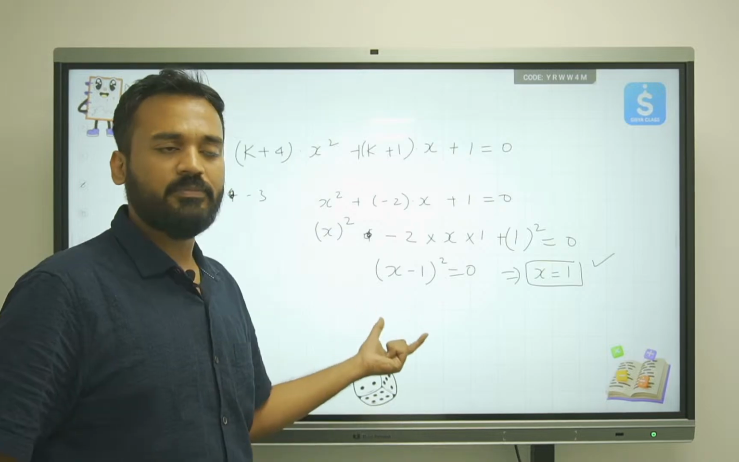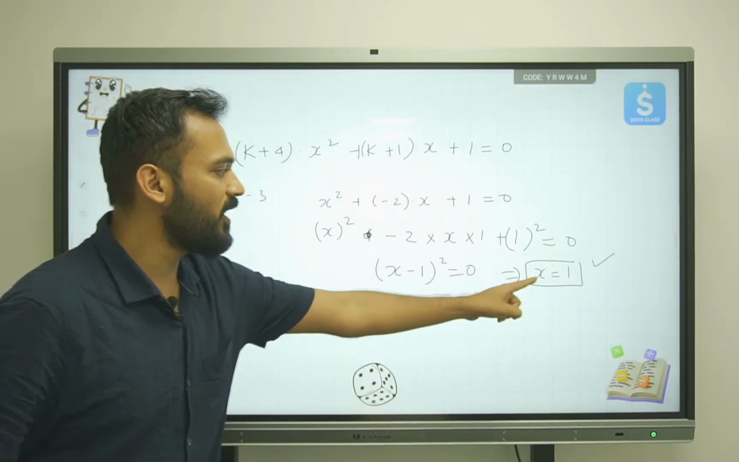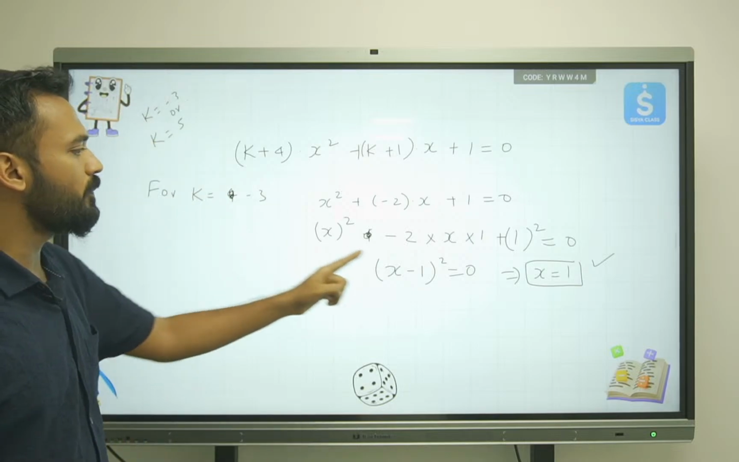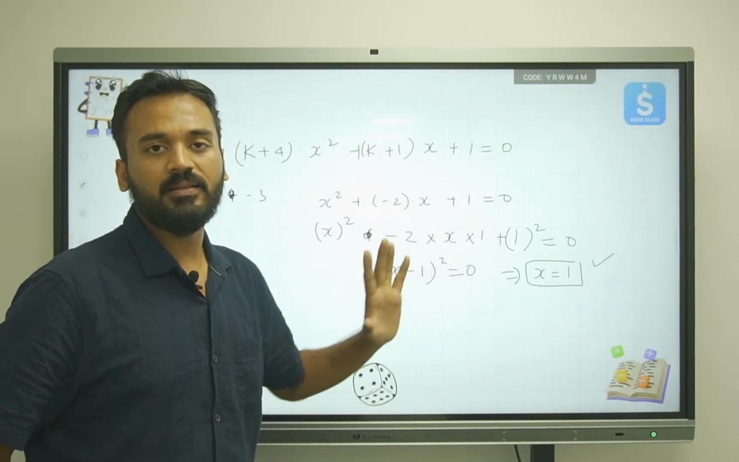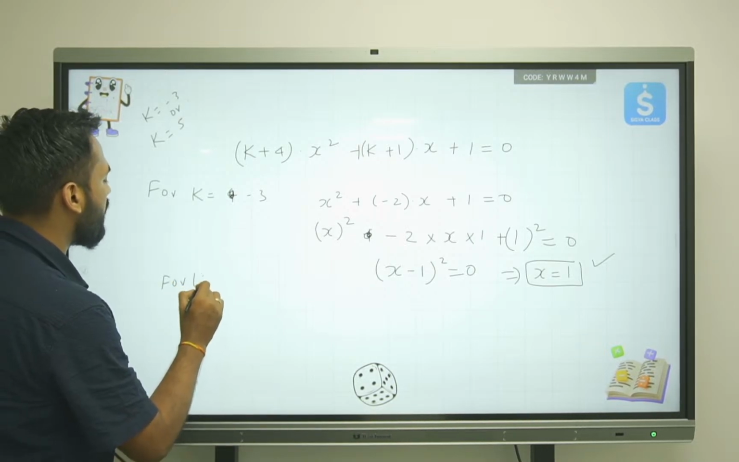X minus 1 times x minus 1 is equals to 0. X equals to 1 are the equal roots. So first solution, for k equal to minus 3, 1 and 1 are the equal roots. Next thing, for k equal to 5, let's find out.